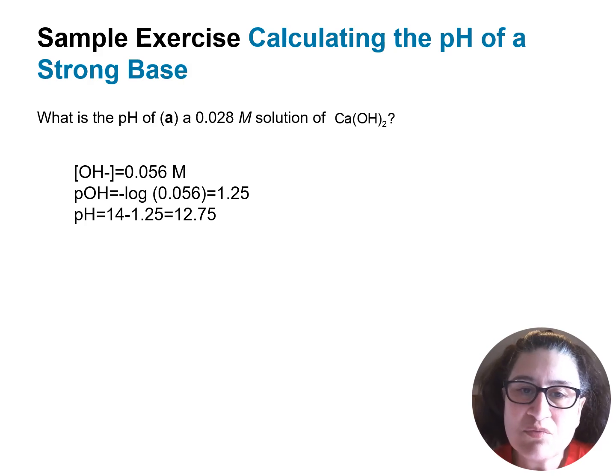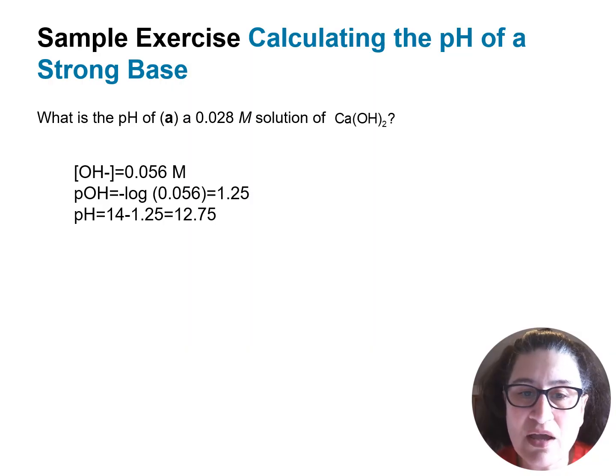All right, so this one's wanting me to calculate the pH of a strong base. So it tells me that the concentration of my solution is 0.028 molar. Now keep in mind there are 2 OHs. So the concentration of my OH minus is this times 2. So my OH minus is 0.056.